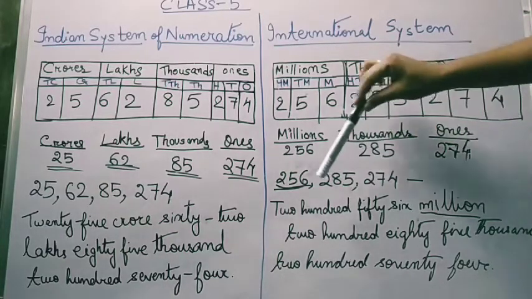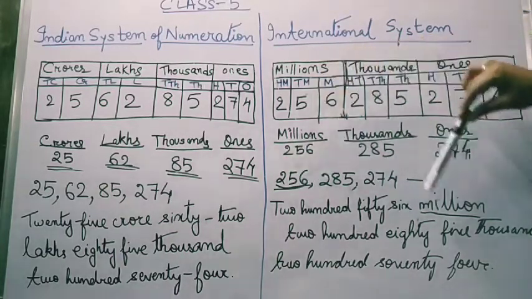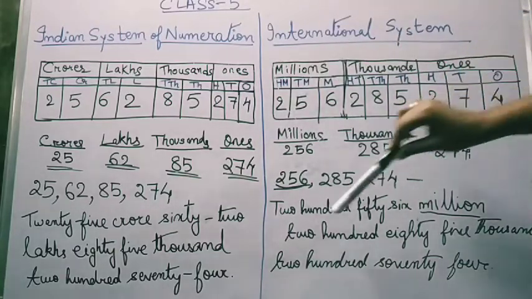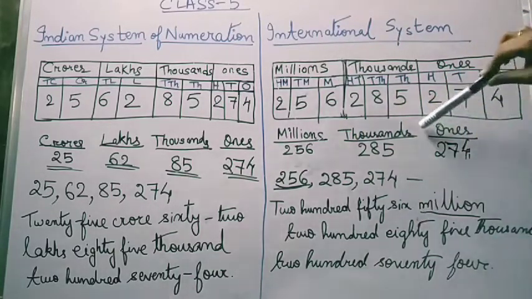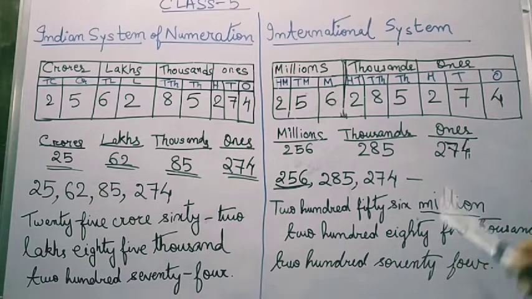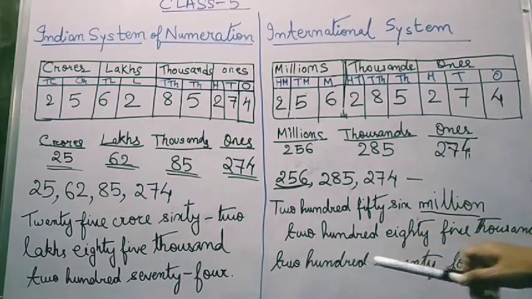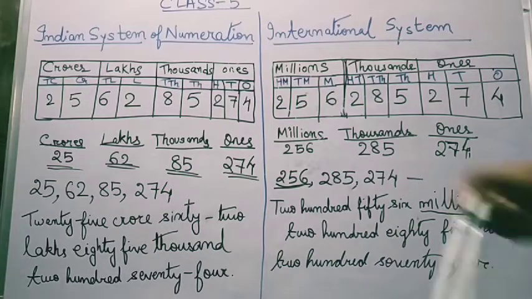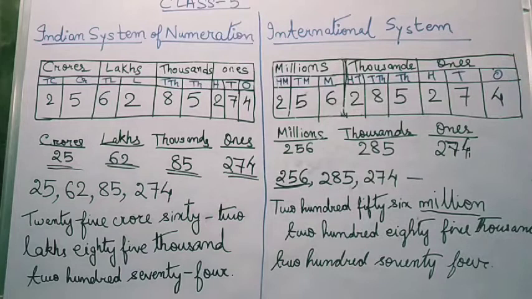Means, simply you have to write 256. Then you have to write the period name, million. Then 285, and you have to write the period after that, thousands period. Means in thousands period, 285 number is there. Then last one in ones period, 274. Okay. So this is the difference between Indian system and international system.